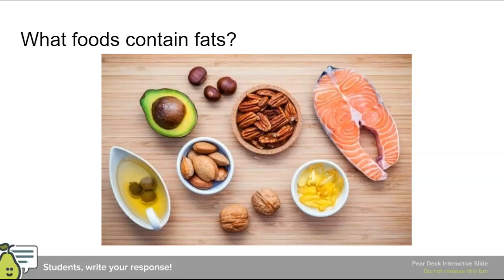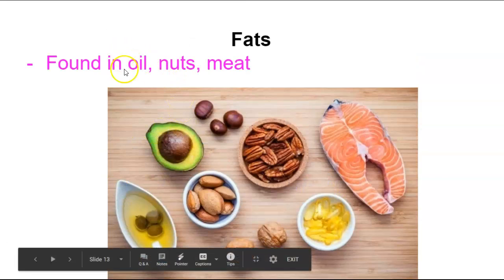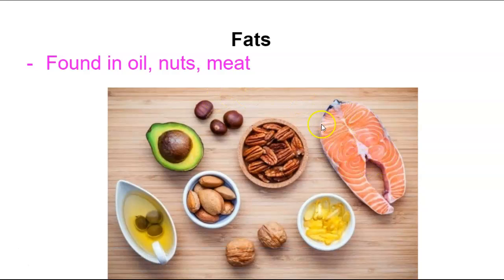Take a look at this picture. Go ahead and list 2 foods that you see that contain fats here. So we've got a variety of different foods here. They're found in oils, so things like canola oil, corn oil, vegetable oil, olive oil. They're found in nuts, so pecans and walnuts and peanuts. Found in meat and fish. You'll also see avocado here. So these are just some different examples of foods that contain fats. They're also found in fried foods, so French fries and hamburgers as well.